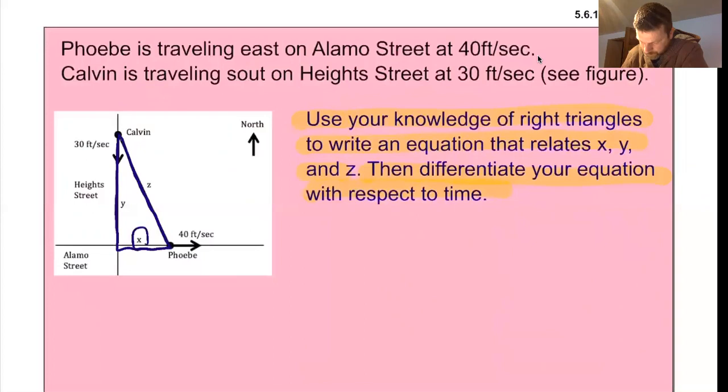I've got three variables, x, y, and z. How are those related in a right triangle? They're related by the Pythagorean theorem: x squared plus y squared equals z squared.